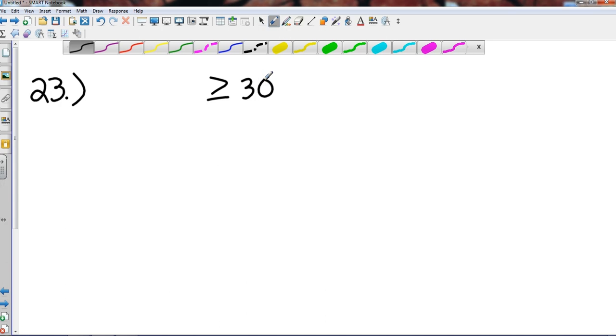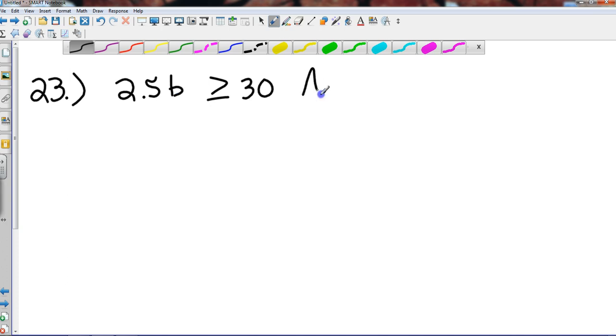How many bags do we have? B. Okay, it says bags B. How many cubic feet are in each bag? 2.5. So if I have the amount of cubic feet in my bags and my value of bags, do I add, subtract, multiply or divide to get the total weight? You multiply. So that's going to be 2.5B is greater than or equal to 30.